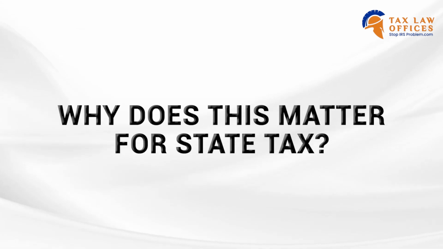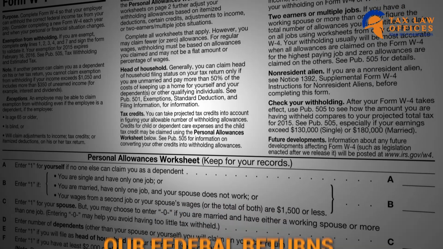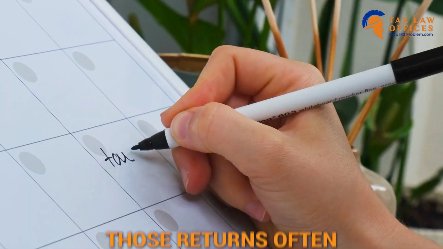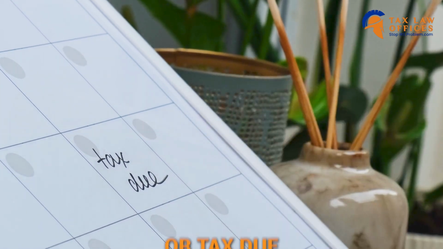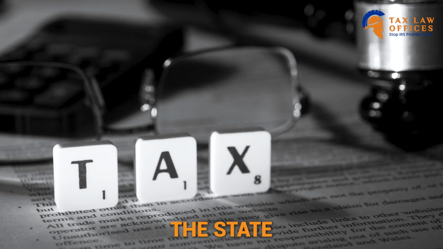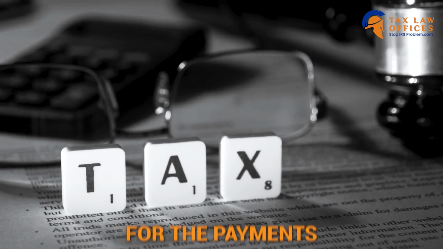Why does this matter for state tax? When we file our federal returns, we usually file our state tax returns. Those returns often have a liability or tax due, but even if there is a refund due, we need to include the state income tax withheld to be credited for the payments.